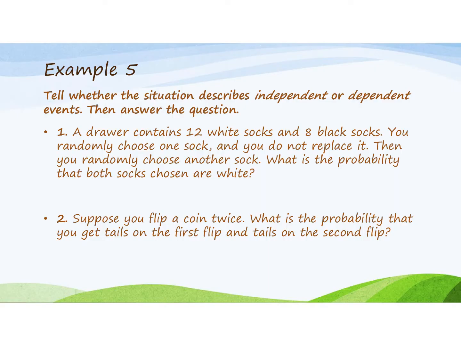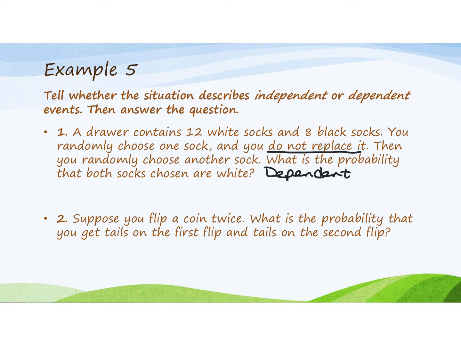Tell whether the situation is independent or dependent, and then answer the question. So it says, a drawer contains 12 white socks, 8 black socks. You randomly choose one sock, and you do not replace it. Then you randomly choose another sock. What is the probability that both socks chosen are white? So this example here, since we do not replace the sock, this is going to be dependent.